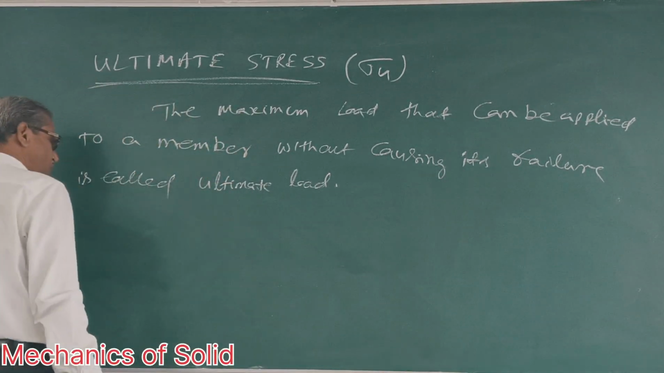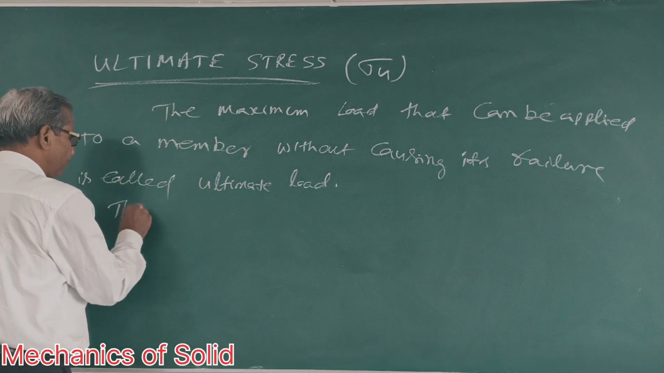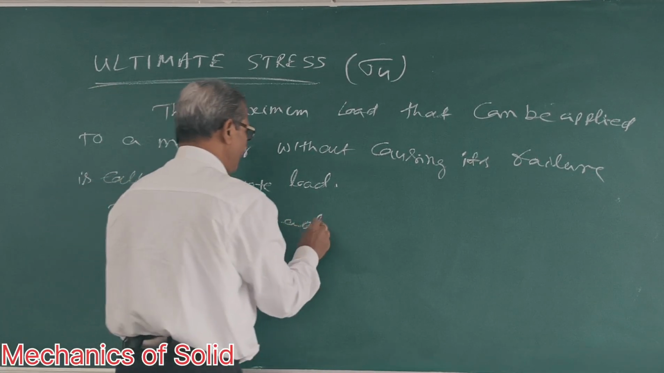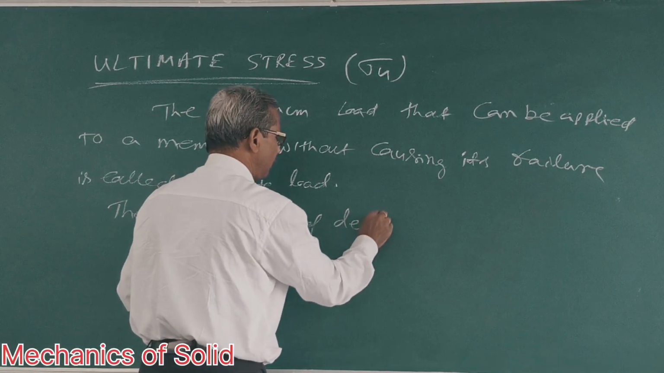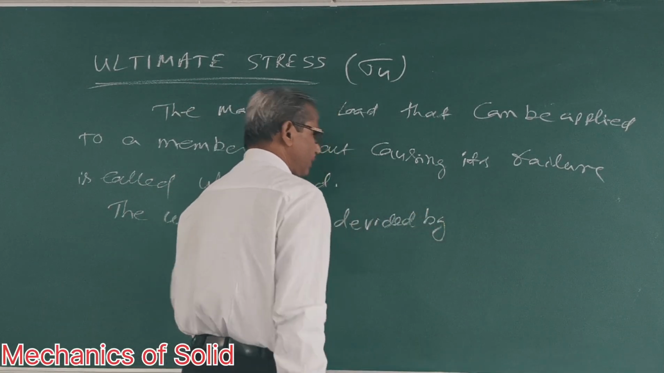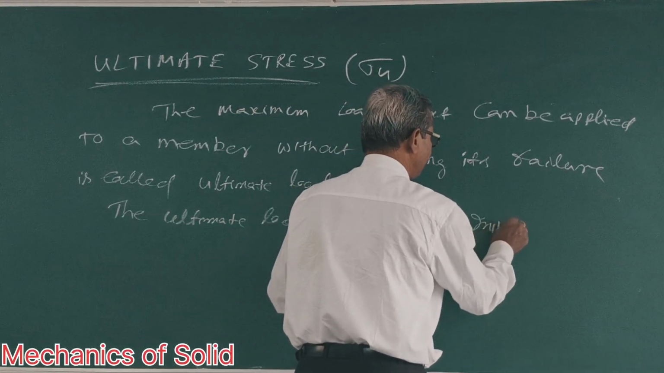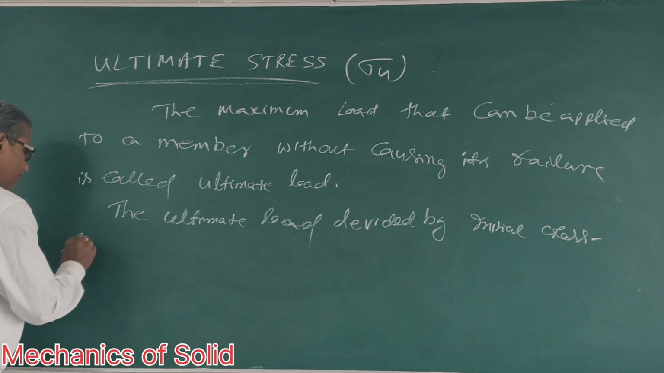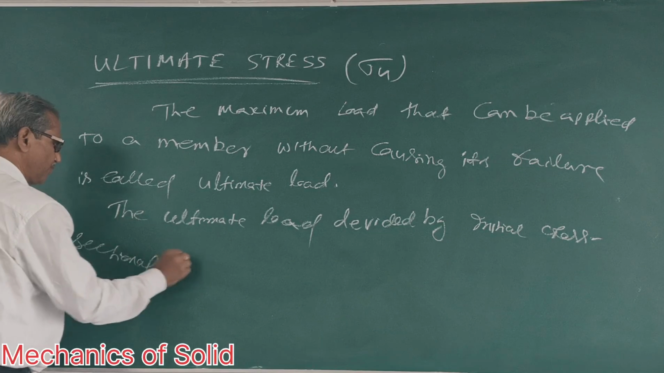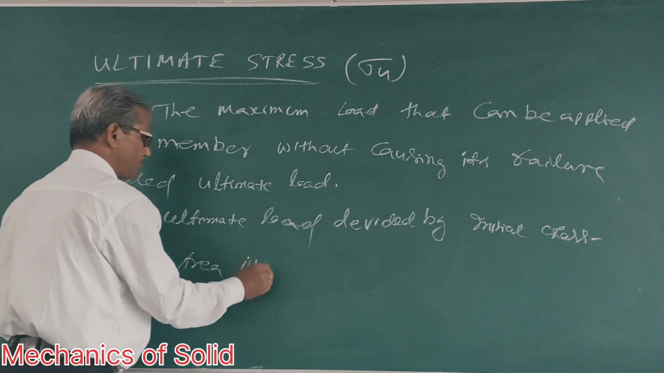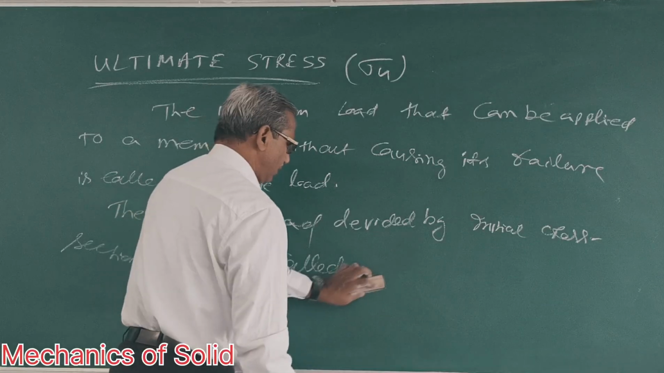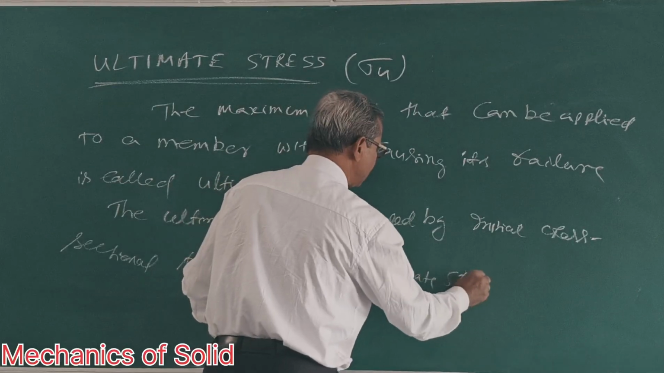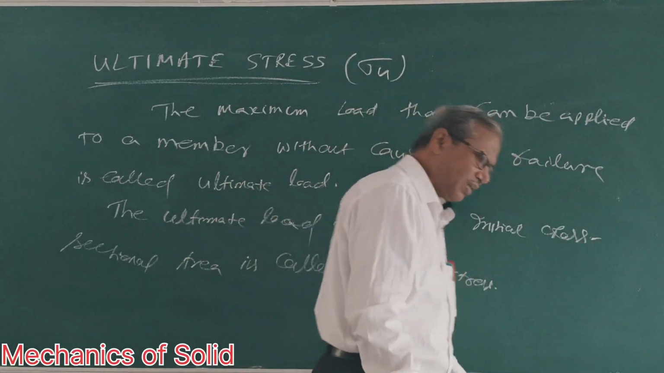What is ultimate stress? The ratio of the ultimate load divided by the initial cross-sectional area is called ultimate stress. Clear?